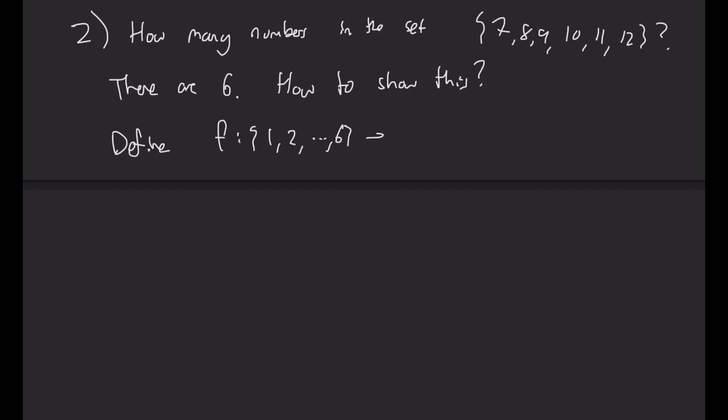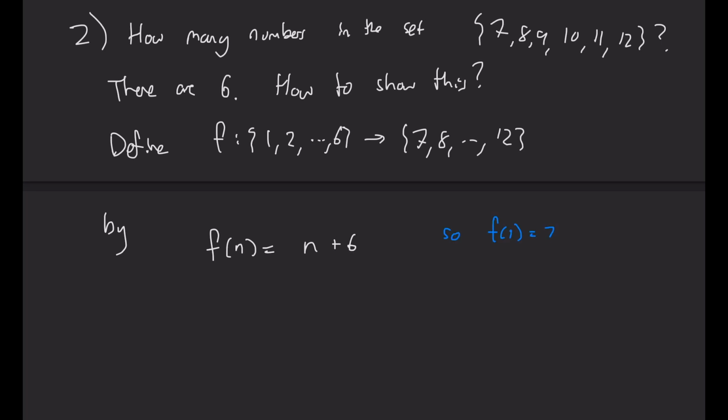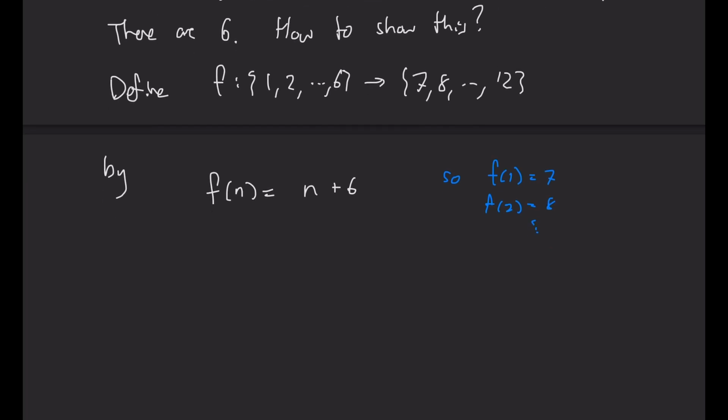So again, we're going to set up a bijection, a function from {1, ..., 6} to {7, ..., 12}. And I'm going to define it by a rule this time. We are going to add 6 to our input, so f(n) is n plus 6. We can check that f(1) is 7, f(2) is 8, and so on. And now let's check that it's a bijection.